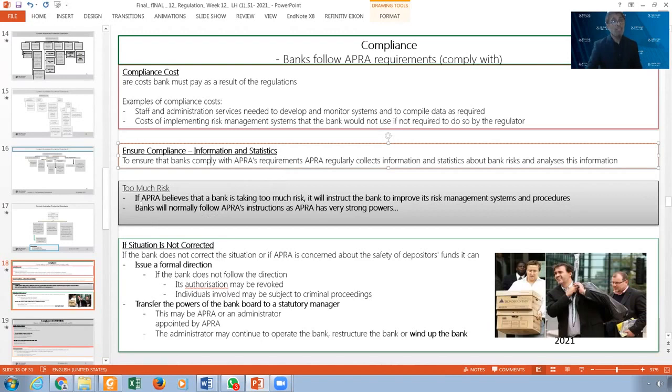You have too much risk. If EBRA believes that the bank is taking too much risk, it will instruct the bank to improve its risk management system and procedures. Banks normally follow EBRA's instructions or any other regulator's, but if they don't, there will be a problem. If the bank does not comply, there will be issues, and those issues can lead to EBRA taking over the bank and winding it up.